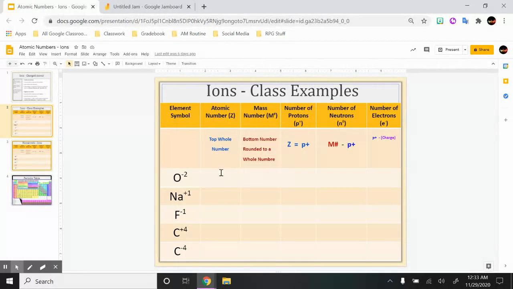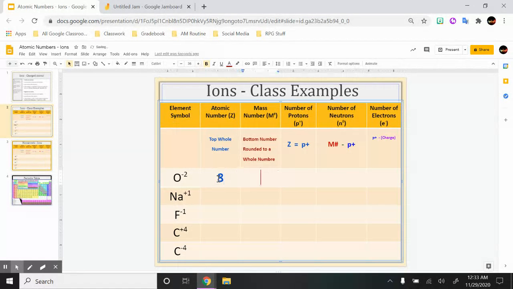Okay, so our top number, the atomic number, is 8, and we're going to round 16.00 to 16. Now our protons are going to be equal to our atomic number. Our neutrons are going to be the mass minus the protons equals the neutrons. So we do 16 minus 8 equals 8.